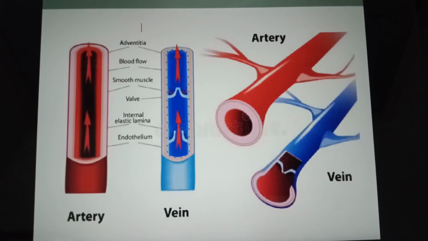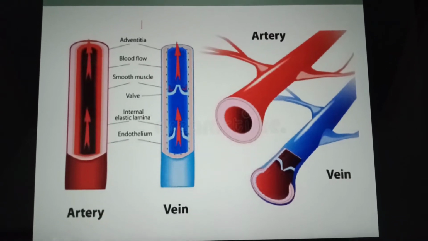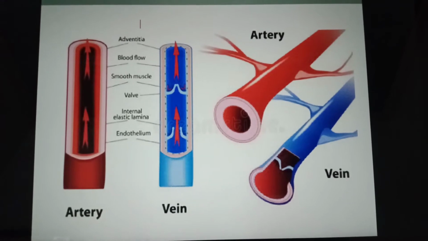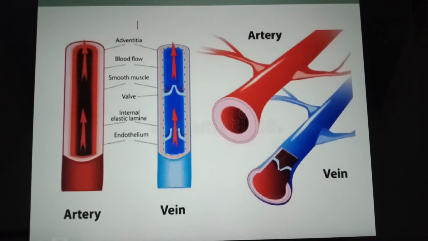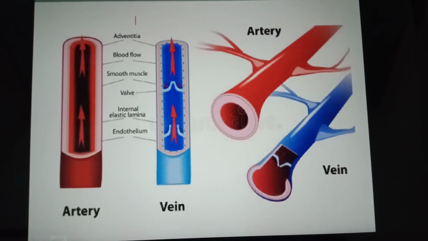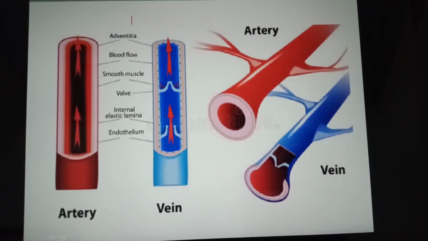In adults, all arteries with the exception of the pulmonary arteries carry oxygenated blood. The structure of arteries is well adapted to their function. The walls of an artery are composed of three layers. The outermost layer is made of connective tissue.